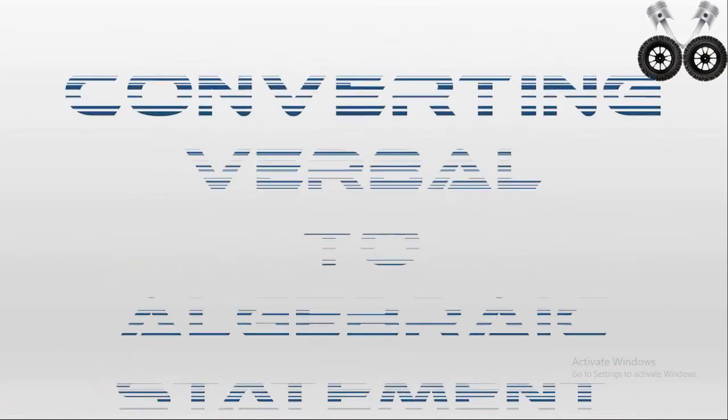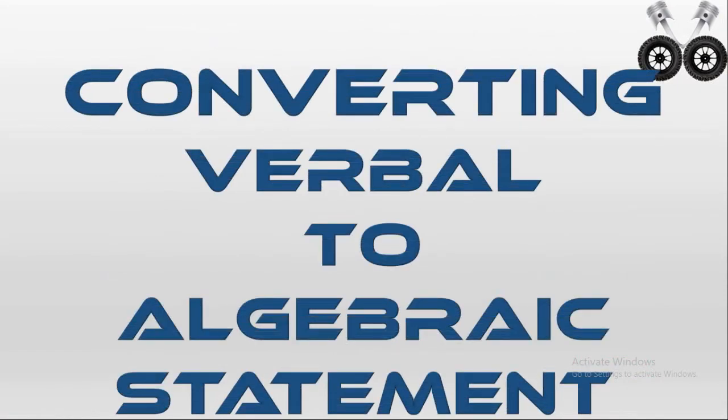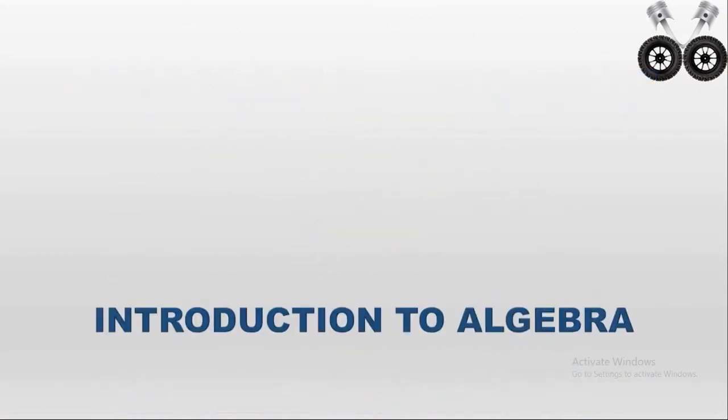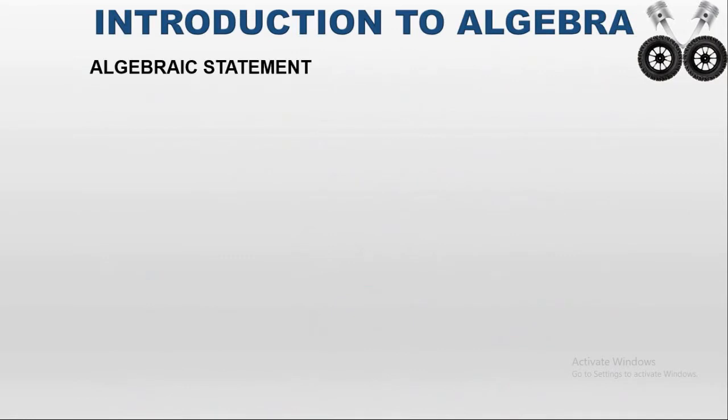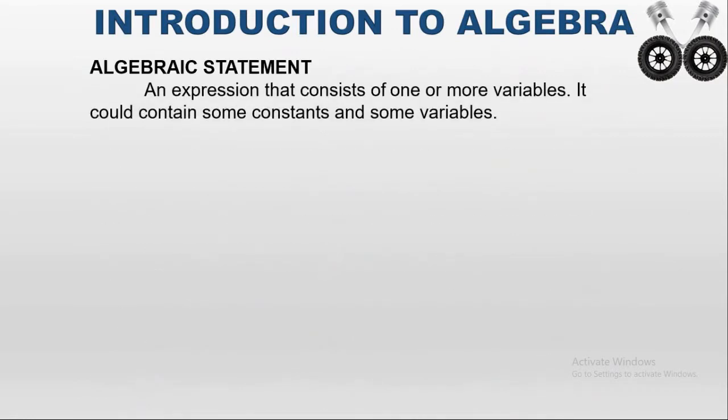Part 7, Converting Verbal to Algebraic Statement. So very first we will see what is an algebraic statement. An algebraic statement is nothing but an algebraic expression. It is the combination of two or more variables, or the combination of variable and constant, or the combination of variable, constant and operators. That is said to be an algebraic expression.